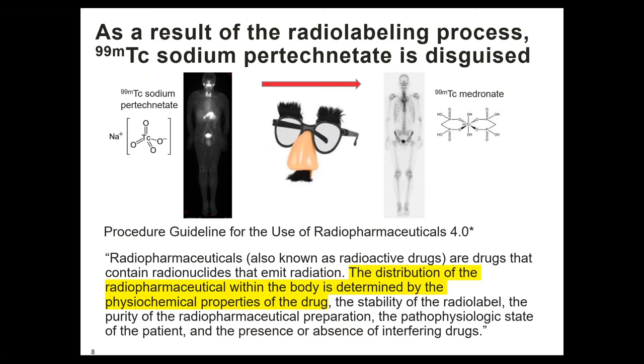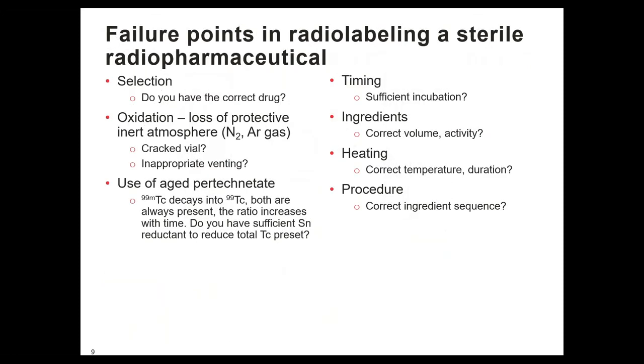Now, here's an excerpt from the nuclear medicine SNMMI procedure guidelines, and I've highlighted, I think, the important part. The distribution of the radiopharmaceutical within the body is determined by the physicochemical properties of the drug. So we've got to make that drug correctly so it goes to the right part of the body. We want to get the organ system the physician has prescribed the procedure for. Now, you can prepare a radiopharmaceutical and it can fail. What are some of these potential causes of failure? Well, have you got the right drug? If the doctor prescribed a mebrofenin study for a gallbladder and you have inadvertently grabbed a vial of medronate, you're not going to see a gallbladder.